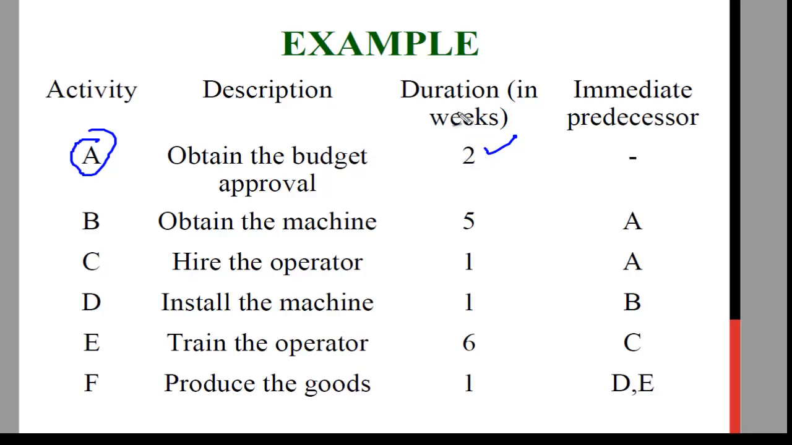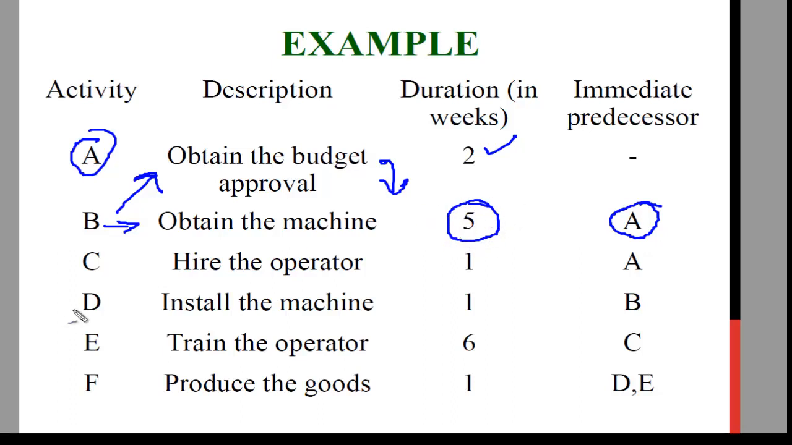And it doesn't have a predecessor because इससे पहले कोई काम नहीं होगा, पहला यही काम है, तो इसका predecessor कोई नहीं है. So then B is the obtain the machine. Now if you want to obtain the machine, you will not obtain the machine before budget. So its predecessor is gonna be A. So जब तक कि budget नहीं बनेगा तो machine लाने का तो सवाल ही पैदा नहीं होता. तो उसमें मान लीजिए 5 हफ्ते लगते हैं. So we have the time estimates also.